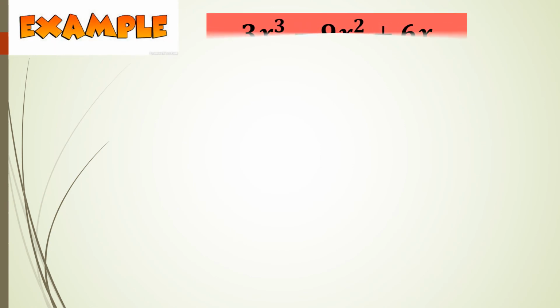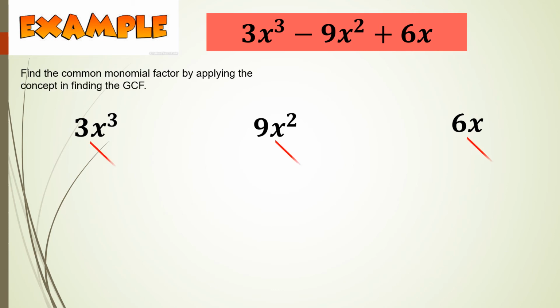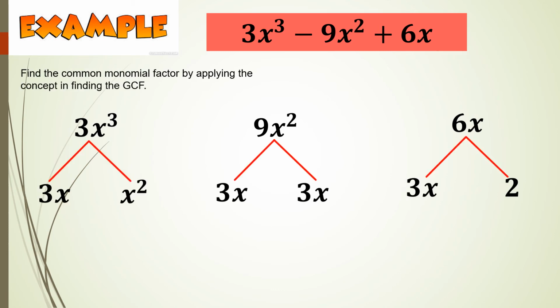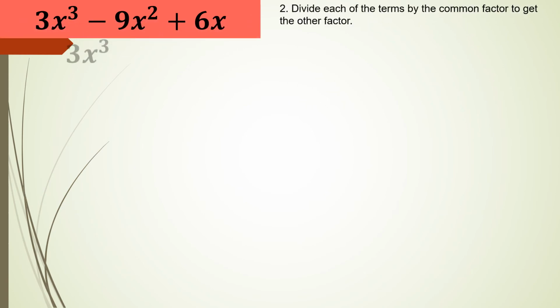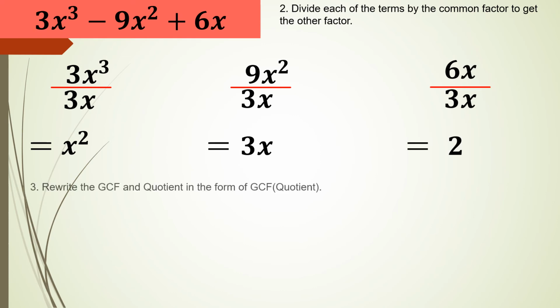For the next example, we have 3x cubed minus 9x squared plus 6x. So let's find out their factors. The common factor of these terms is 3x. Next step, we're going to divide each term by the derived common factor, which is 3x. And the quotients are x squared, 3x, and 2.